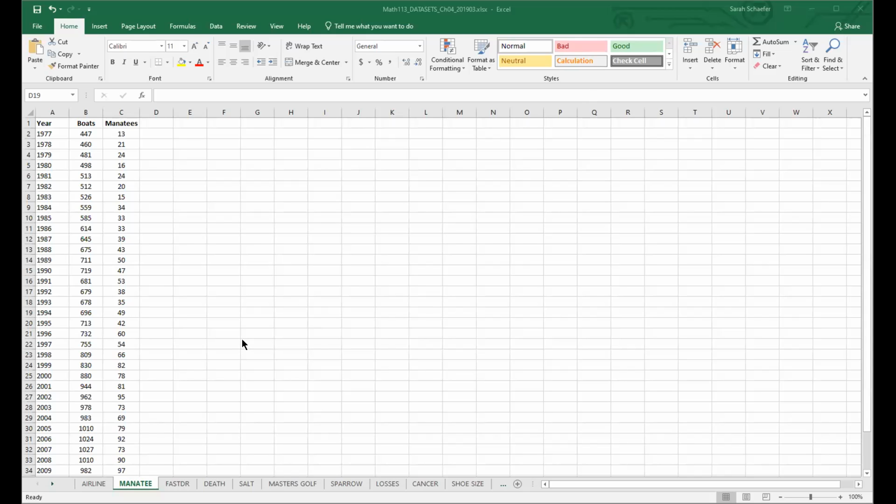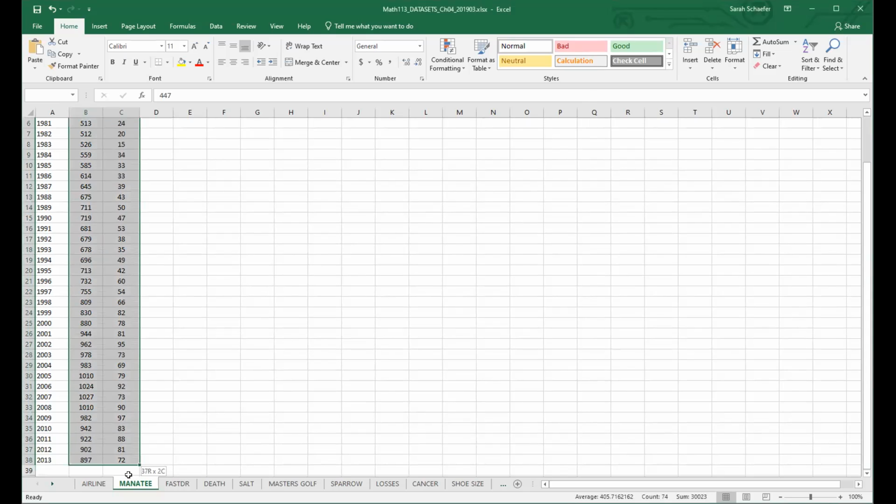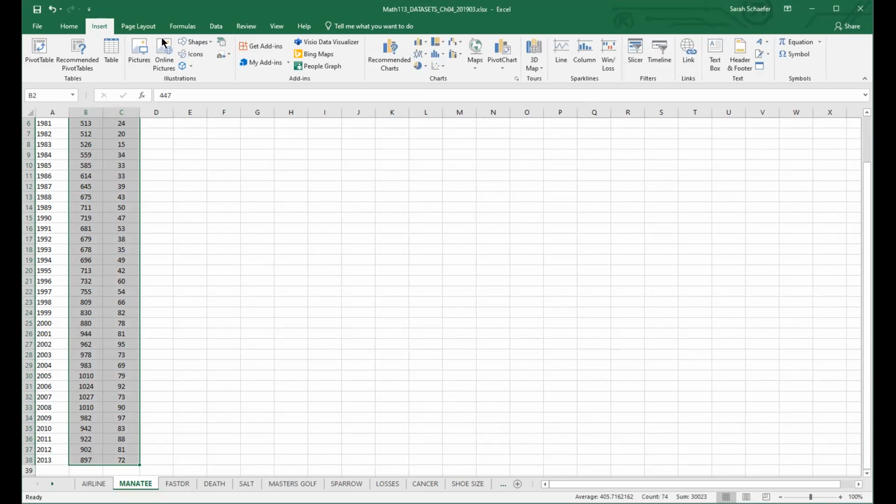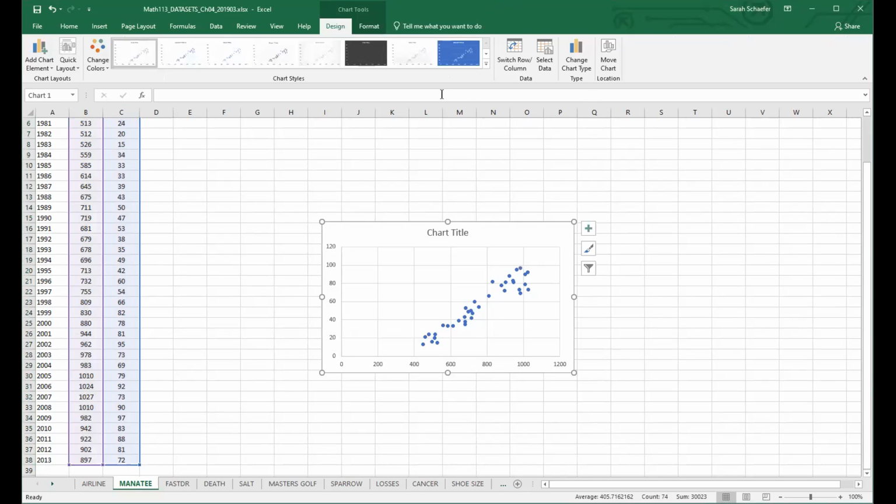All right, so here's our data set for the manatees. So we have the years listed, I have the boats, and then the manatees. So on your classwork, the first direction says to make a scatter plot using the boats and manatees. So I'm going to do that. I'll highlight both of these, and I'll do insert, and there's my scatter plot.